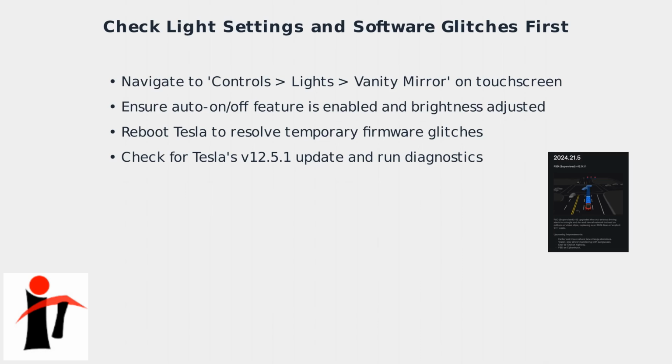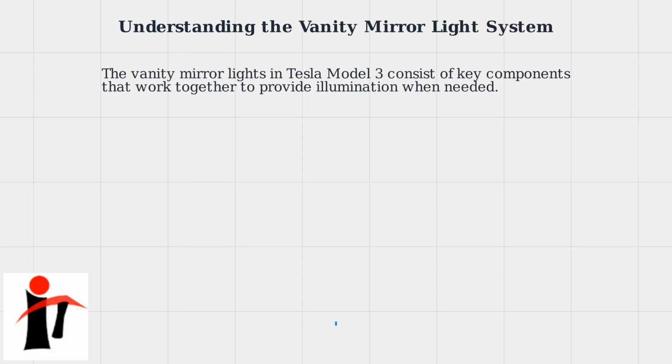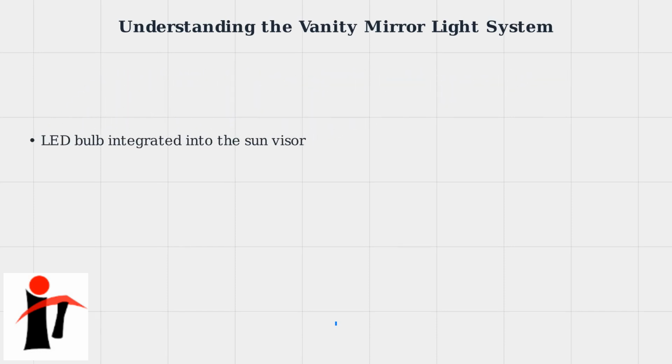The vanity mirror lights in Tesla Model 3 consist of several key components that work together to provide illumination. Let's break down the system step by step. First, there's an LED bulb that's integrated into the sun visor assembly. This is a low-voltage, surface-mounted device that provides the actual light. Second, a button or sensor triggers the illumination. This can be a capacitive button on the visor or an automatic sensor that detects when the visor is lowered.